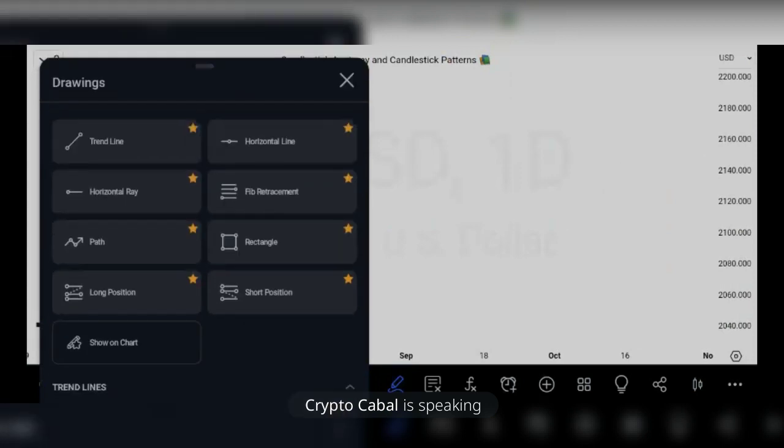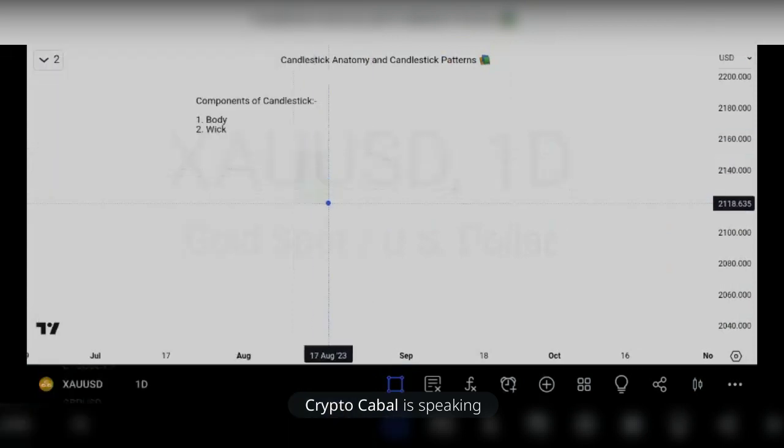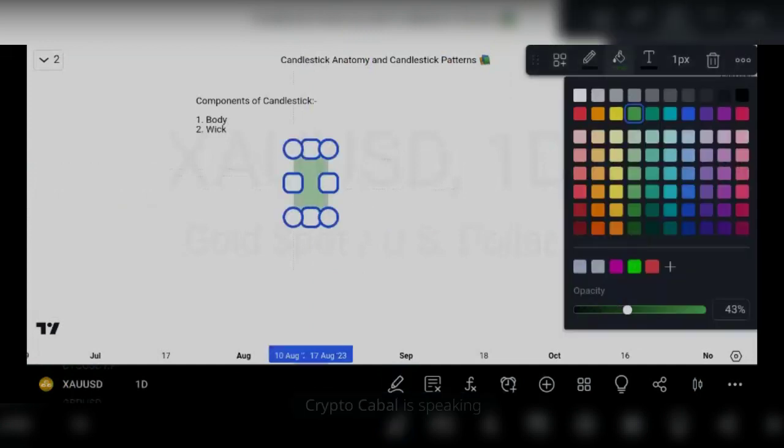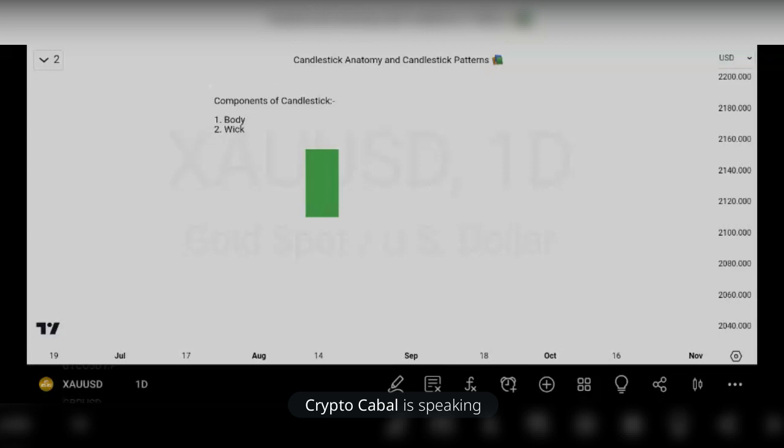Now, quickly, when we are talking about the bullish candle, we are talking about the green candle. The green candle is the bullish candle, and the green candle represents when price is in an upward movement.